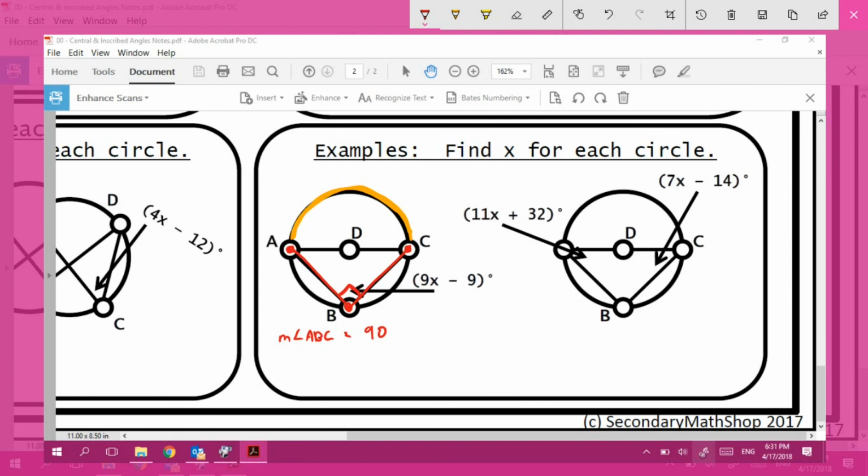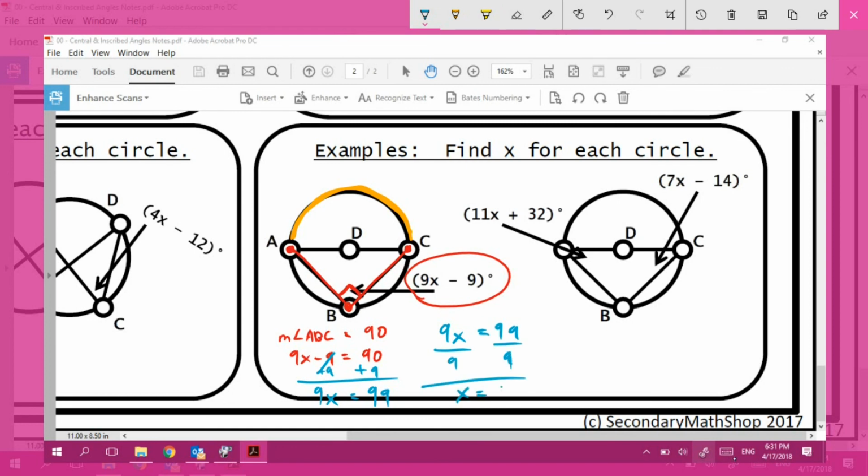It's a right angle. All right, but what do they tell me that this equals? They told me it equals 9x minus 9. So I'm going to replace that with 9x minus 9 equals 90. And then from here, I'm just going to use algebra to solve for x. So I'm going to add 9 to both sides. That means 9x equals 99. And let me bring it over here. 9x equals 99. Divide both sides by 9. And x equals 11. Bam, there it is.